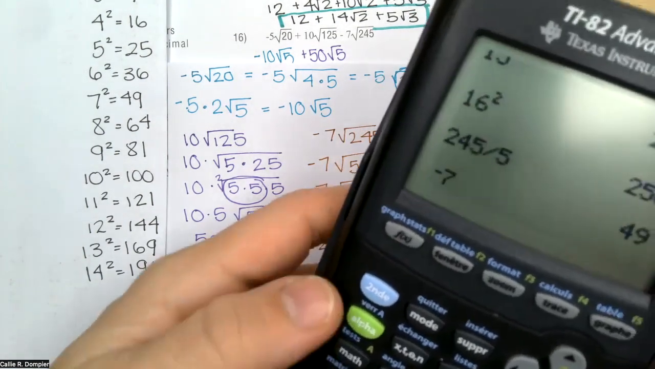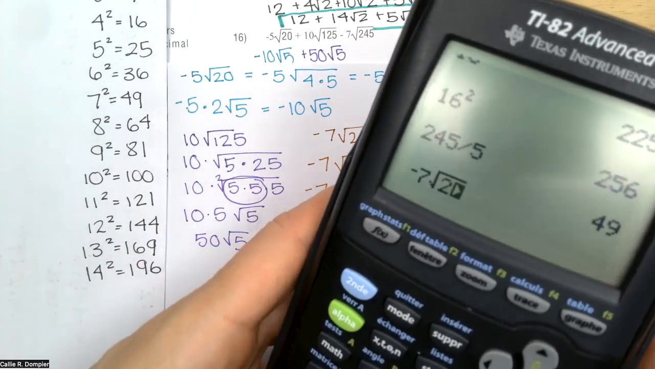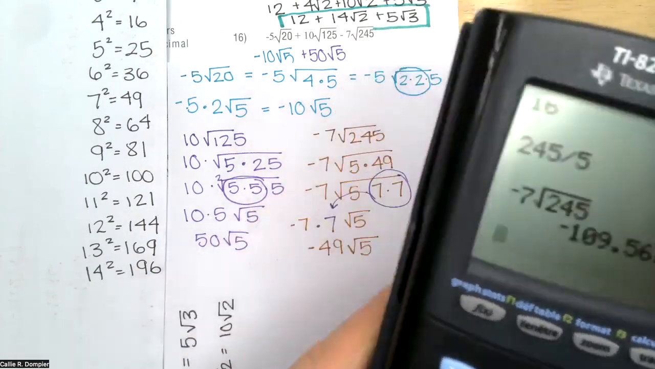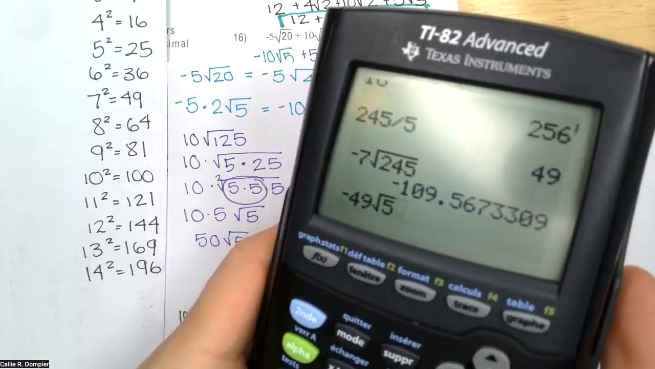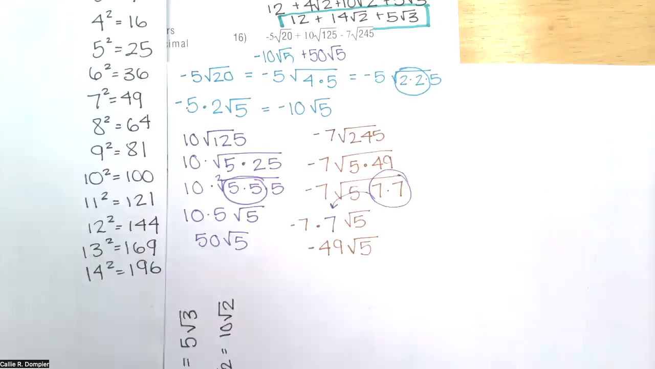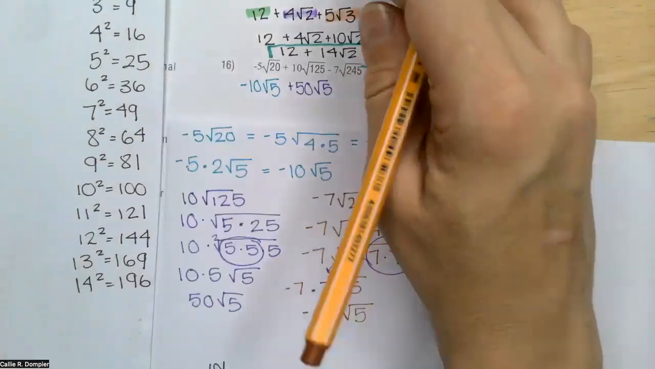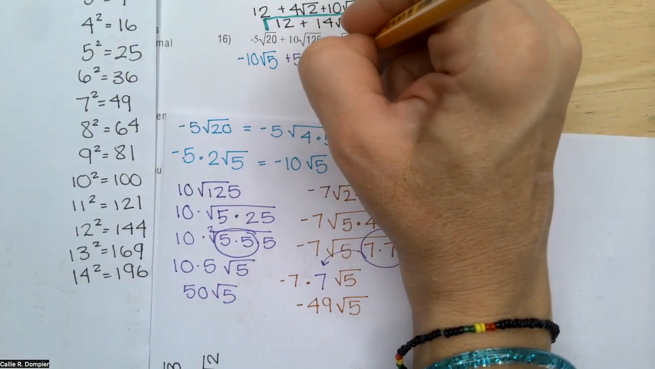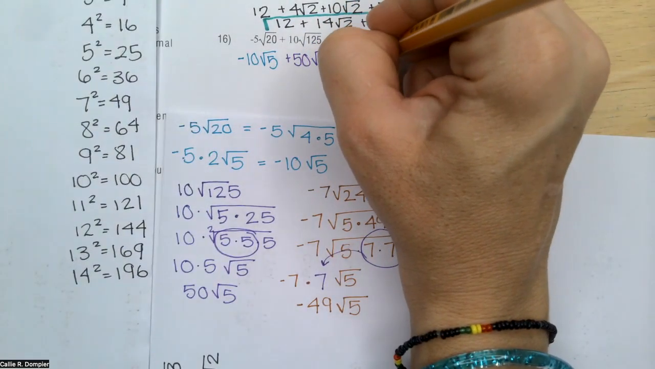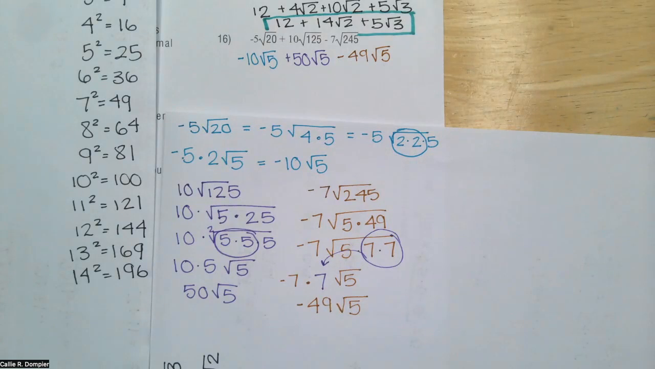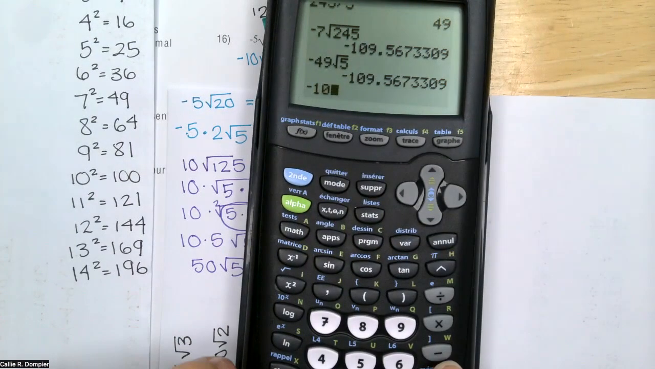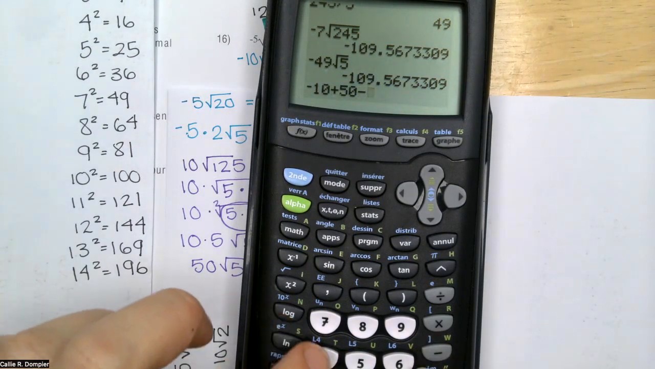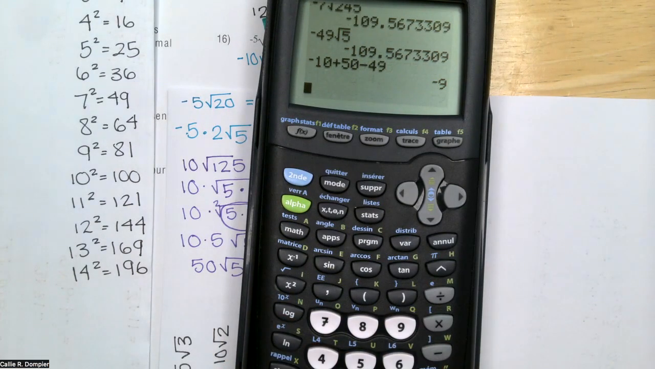Negative 7 square root 245 and negative 49 square root 5 are the same, just to check, right? And then it's negative 49 square root of 5. Now we're just adding and subtracting. Negative 10 plus 50 minus 49. Negative 9.